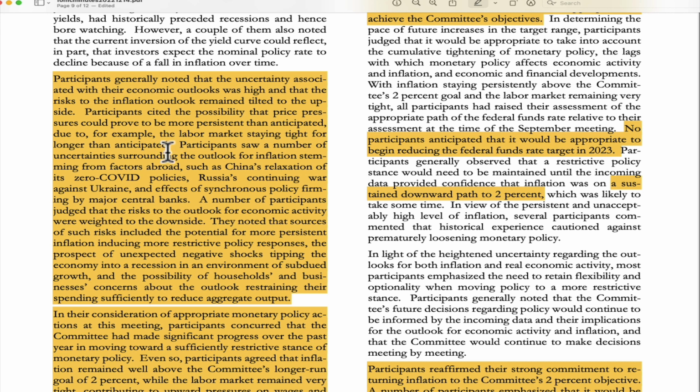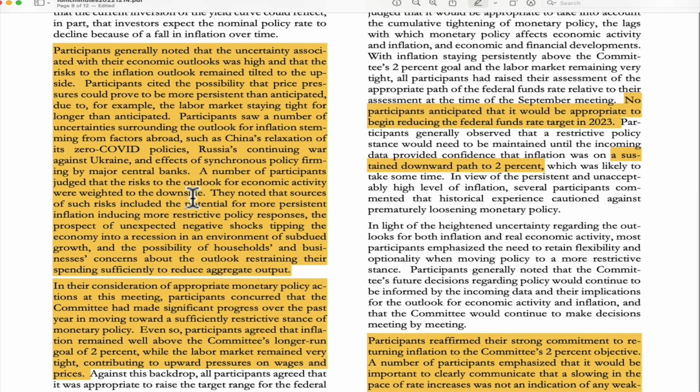Participants saw a number of uncertainties surrounding the outlook for inflation stemming from factors abroad, such as China's relaxation of its zero COVID policies. And over this past week, it's done now. They've removed the rapid testing, removed all of that stuff, off you go. So if you have this pent up demand in China, as you had in North America when all the COVID restrictions were lifted, what if that causes another surge in inflation, right? So they're paying attention to that. Russia's continuing war against Ukraine and effects of synchronous policy firming by major central banks.